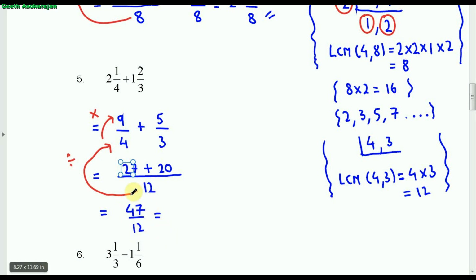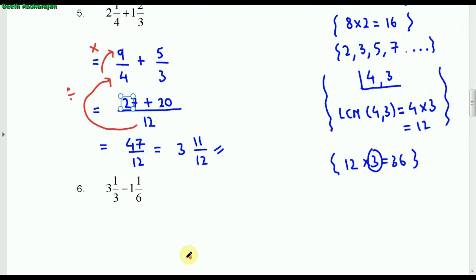So we have an improper fraction over here. Let's convert that to a mixed number or mixed fraction. So we write down that over 12 here. And I know that 12 goes into 47 3 times, as 12 times 3 is 36. Okay, so I'll write down that 3 over here. And the difference between 36 and 47 is 11. Okay, and then we're done.